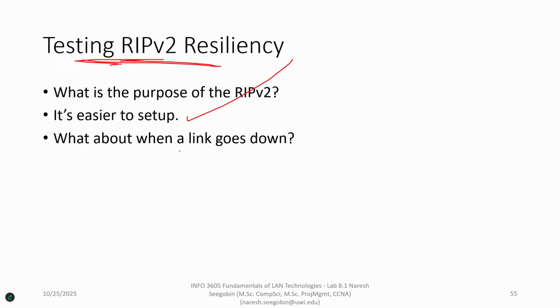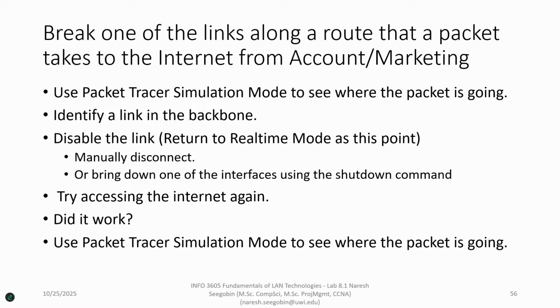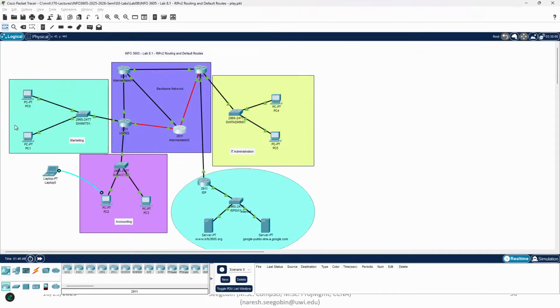So the next question is what happens when the link goes down? Let's check that out. So we're going to break the links along the route, and then we're going to see what happens when we identify a link that's broken. So we're going to test it out in simulation mode. So we're going to do a continuous ping.